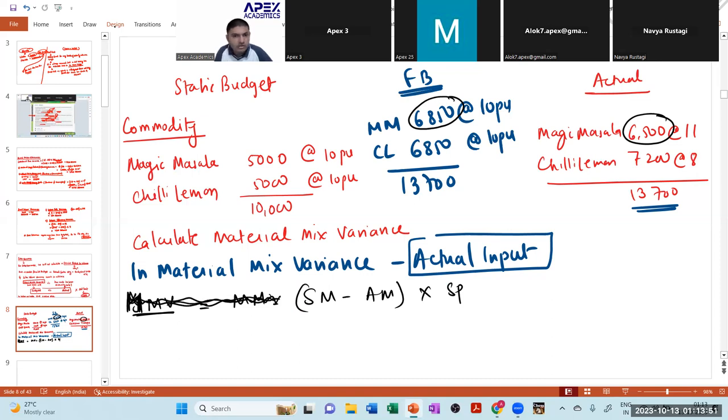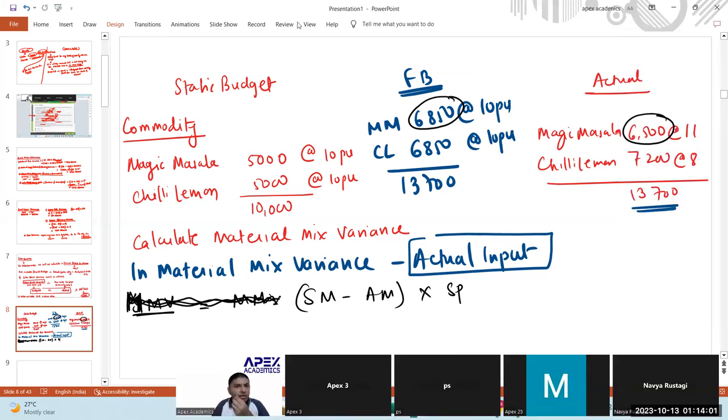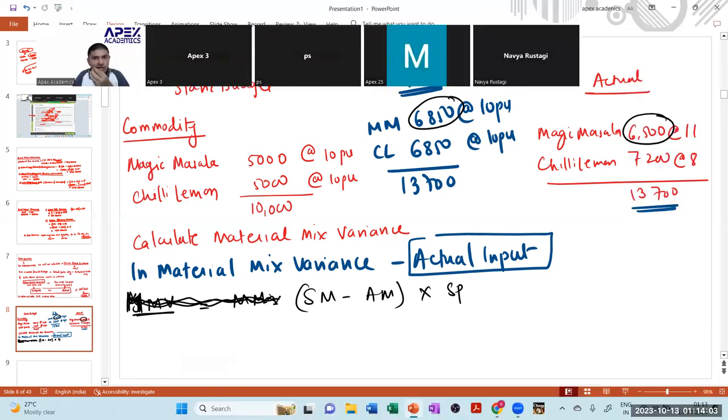Yes or no? Do you remember material mix variance? प्रीति याद आ रहा है क्या material mix variance? Contribution margin in a way can be looked at as gross profit, sales minus variable cost. In a way. याद आ रहा है कि नहीं material mix variance? शीतल, याद है ना?